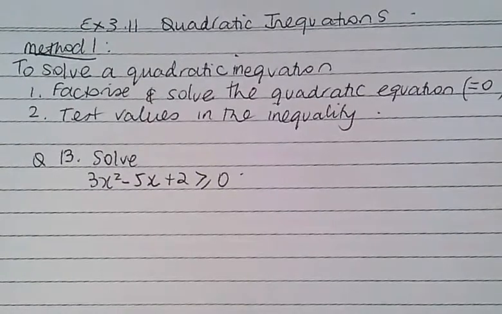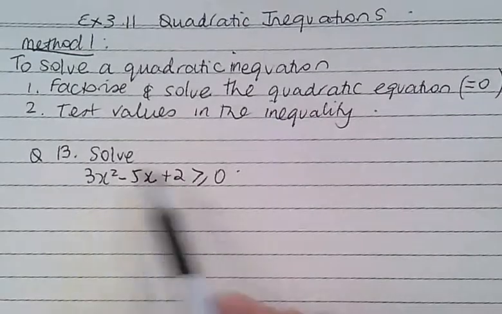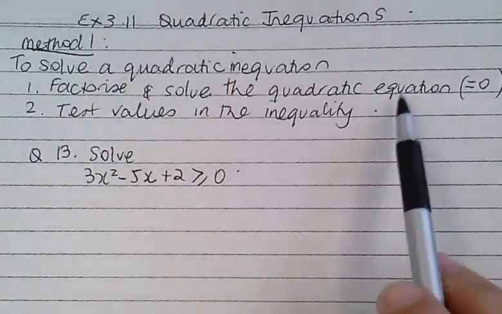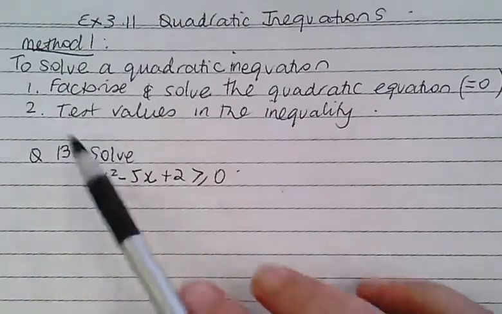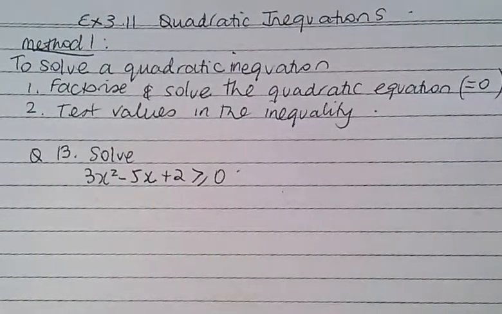Okay, so to solve a quadratic inequation, we're going to factorize the quadratic equation. We're going to put it equal to 0. So we're going to solve the equation equal to 0, and then we're going to test values. We'll plot those solutions on a number line, and then we'll test values. We'll have to test 3 values, okay?